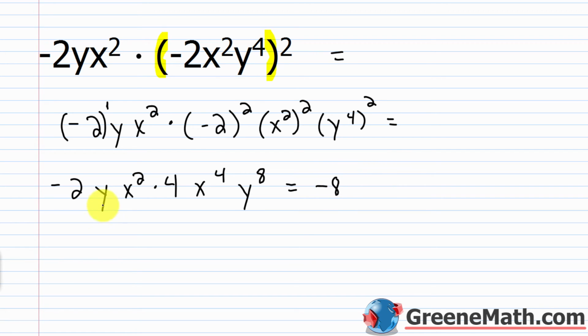All right, so then I have y, and then I have another y here that's raised to the 8th power. So y stays the same, and if it doesn't have an exponent, it's an exponent of 1. So 1 plus 8 is 9. Then I have x squared, and I have x to the 4th power. So put down an x, and then add exponents. 2 plus 4 is 6. So this is going to simplify to negative 8, y to the 9th, x to the 6th.